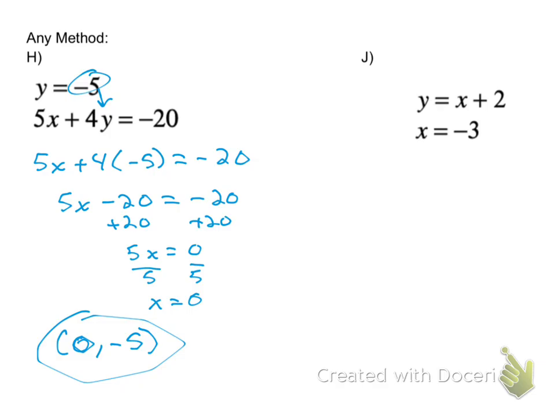J, and take that negative 3, plug it in for x. We already have x. So that gives me y equals negative 3 plus 2. So y equals negative 1. So that answer is negative 3, negative 1. And we have our solutions there.